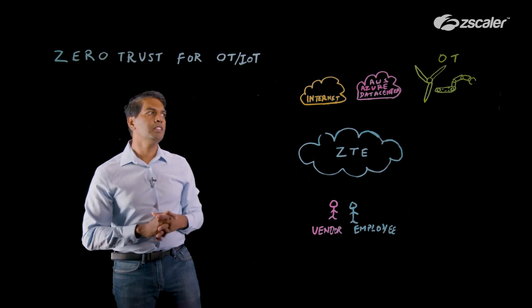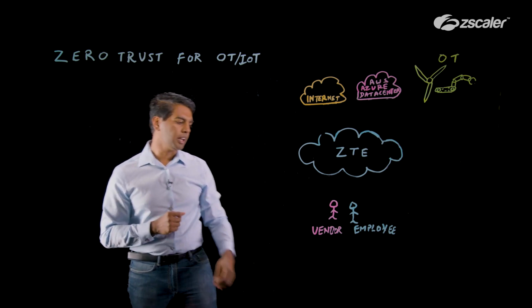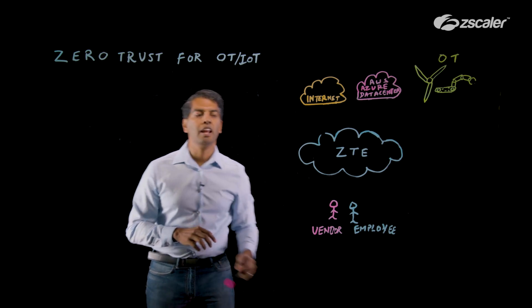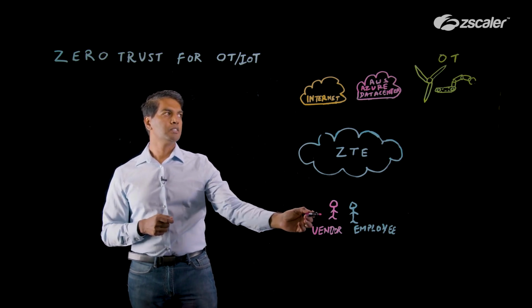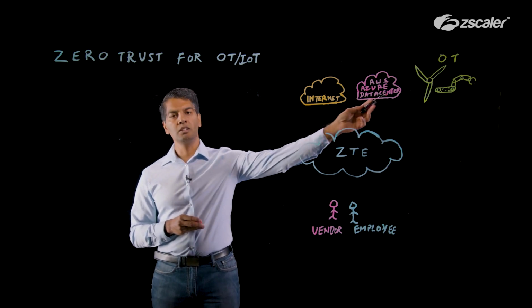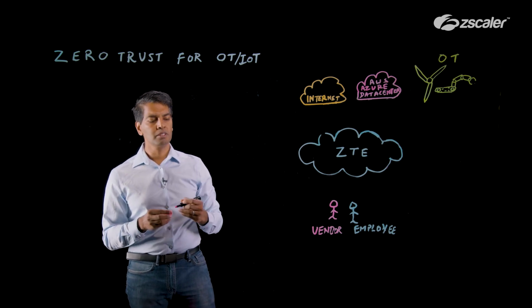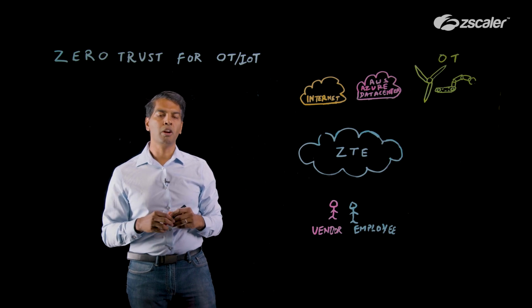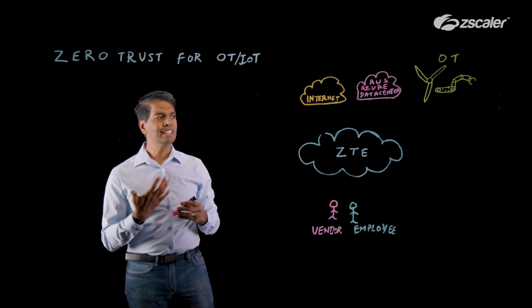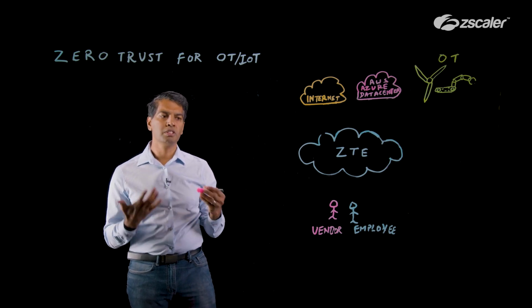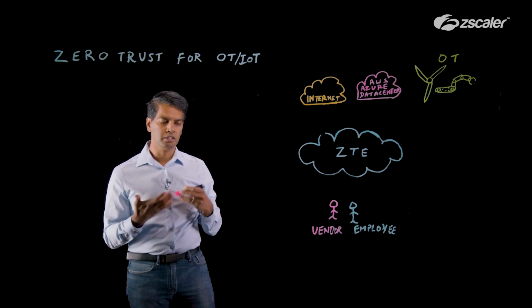So what's our number one use case that we're seeing today? When you look at a number one use case, it happens to be a vendor or an employee connecting to your OT system. Now, what's different about this? Your OT systems cannot be patched. They're running older operating systems. So connecting using VPNs and firewalls would just bring the threat right into your doorstep.